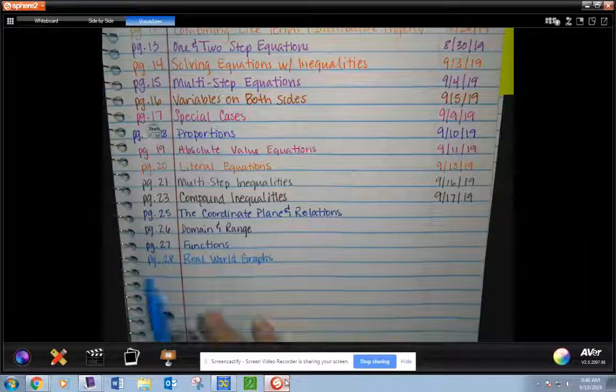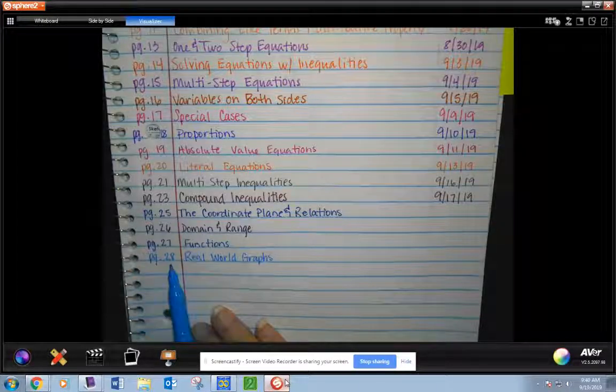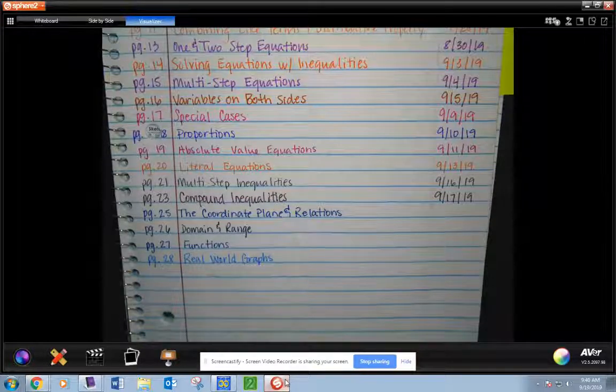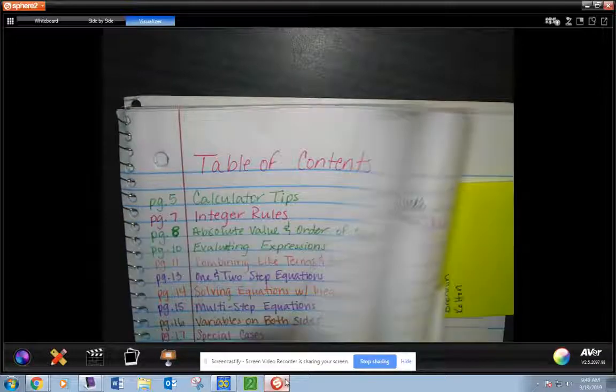Okay, so now moving on, this is page 28 for me. You put your page number, and we're talking about real world graphs. So I'm going to switch off of my table of contents and move to right here. Okay, this one is a total cutout for you. There were word problems, so I didn't think you wanted to write them. So we're just going to fill in the blanks. All you got to do is write this and then paste it in.